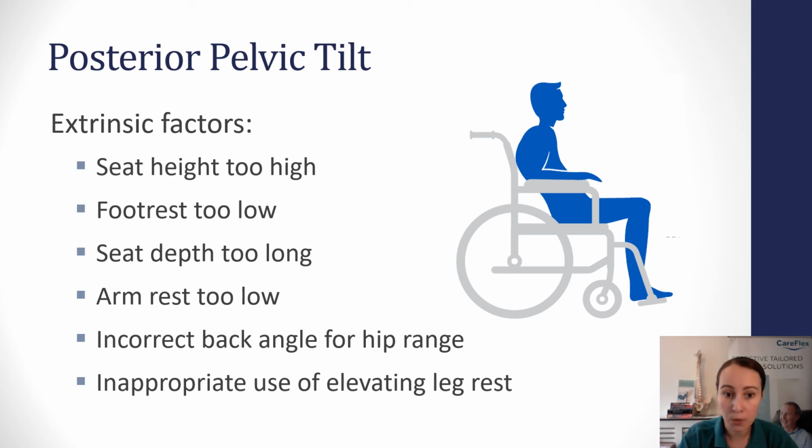Maybe the armrests are too low, or the back angle is set inappropriately for the hip range of movement. If the client does not have good range of movement at the hip and the back angle doesn't accommodate that, then we will be forcing them into that posterior pelvic tilt to open up the hip angle. The same can be said for the use of the elevating leg rest. If we do not accommodate tight hamstrings, then we will be forcing the client into a posterior pelvic tilt if the leg rest is elevated. This is why it's crucial that we consider those critical angles at the hip and knee for sitting.